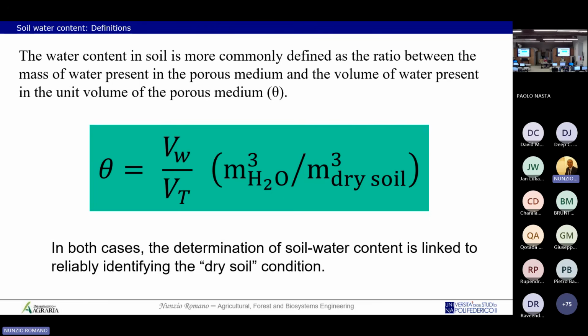But now I try to respond to a question that I read in the Q&A box. The question is about the identification of the dry soil, what we consider as the dry soil. This is really important and I will address this issue when we talk about the measurement of water content.